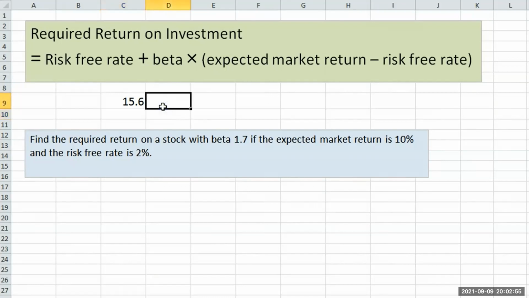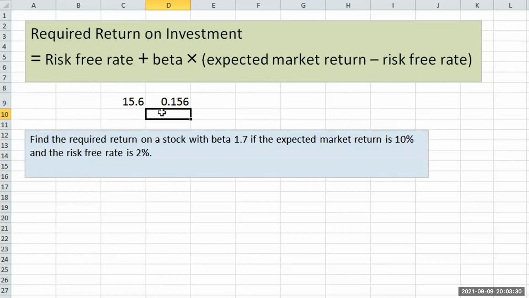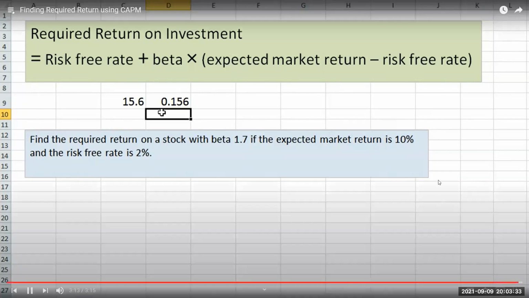Just to show the percentage form, if we do equals the risk-free rate 0.02 for 2% plus the beta 1.7 times the expected market return 0.10 for 10% minus the risk-free rate 0.02 for 2%, you'll notice that we get 0.156, which is the same answer, 15.6%. Just note one final thing. Beta is not a percentage, it's just a plain value. So no matter how you do this problem, beta will always go in as 1.7.